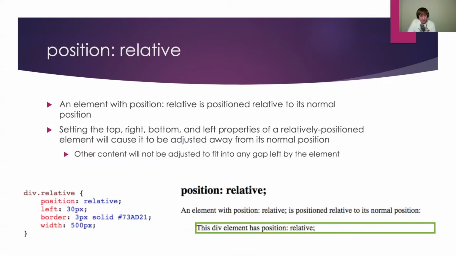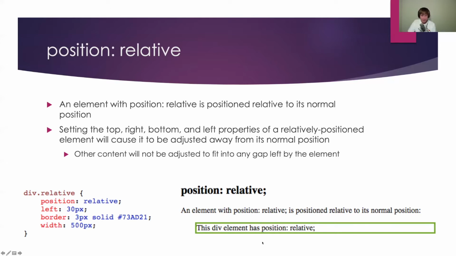Now, what about relative? We saw this with the Z index. An element with position equal to relative is positioned relative to its normal position. Keyword normal position there. Setting the top, right, bottom, and left properties of a relatively positioned element will cause it to be adjusted away from its normal position. Other content will not be adjusted to fit in any gap left by the element.